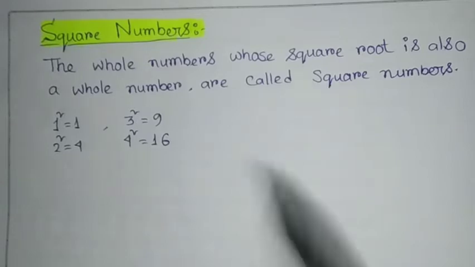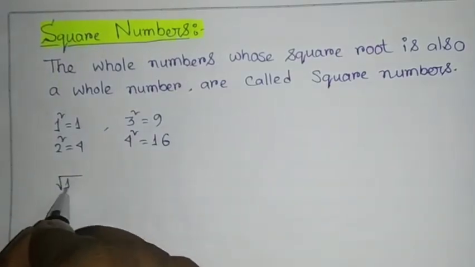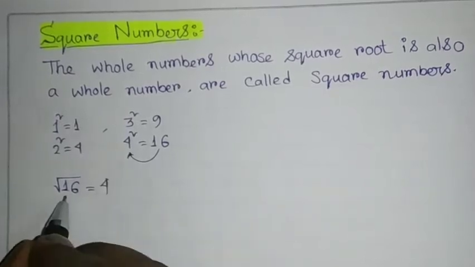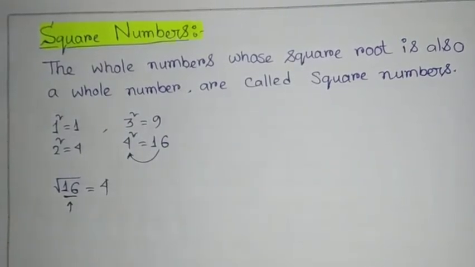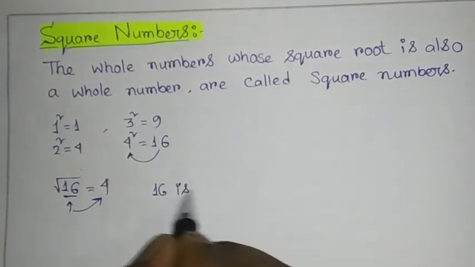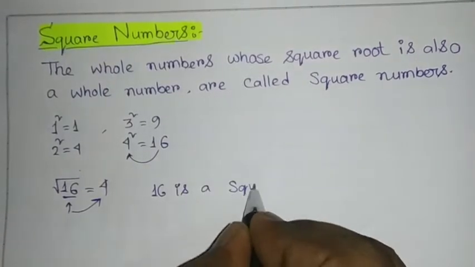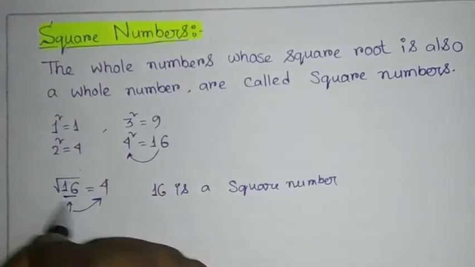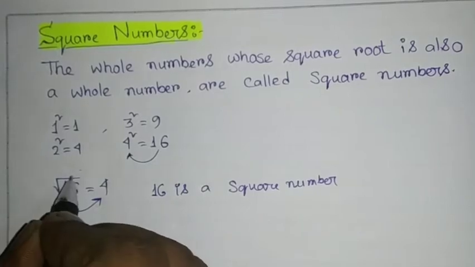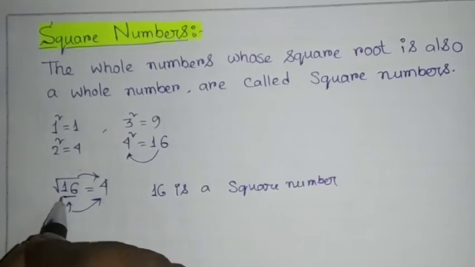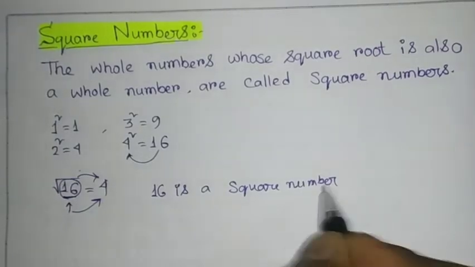Understood? Suppose I write the square root of 16, it will be what? 4. Look, 16 was a whole number. Its square root is also a whole number. That means 16 is a what? Square number. Understood? That means if I get a whole number and take the square root of it, and if the square root is also a whole number, then the given number will be called a square number.